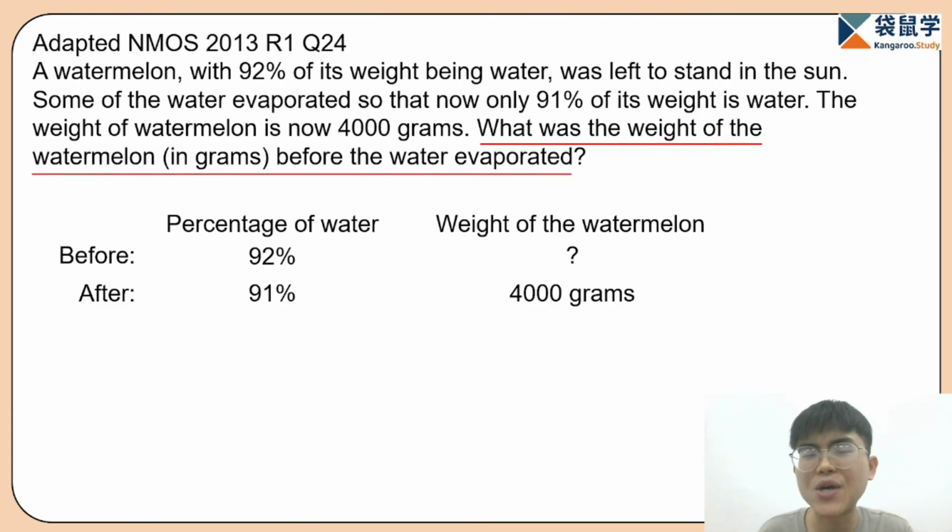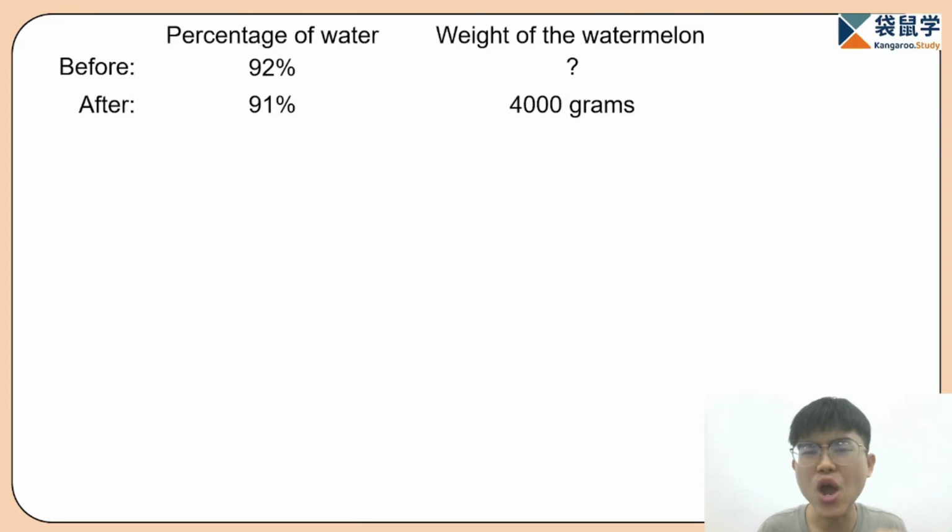Now that we have summarized all the information, let me remove the question so that I have more space for the working steps. We have two situations here, so we have to look into which situation first. Which situation has more information? We look into the after evaporation. We have the percentage and total, so we can find the part, which is the weight of water. The percentage of water is 91%. What is a very important thing that we have to do here? We convert it into a fraction, so we can write it as the fraction 91 over 100.